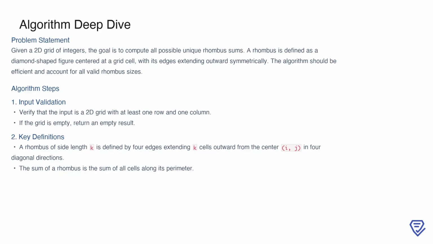We verify that the grid is not empty and has at least one row and one column. If the grid fails this check, we simply return an empty result. Next, we define key concepts. A rhombus of side length k has edges that extend outward from a center cell 4k steps in 4 diagonal directions, and the sum of the rhombus is calculated as the sum of all the cells along its perimeter.